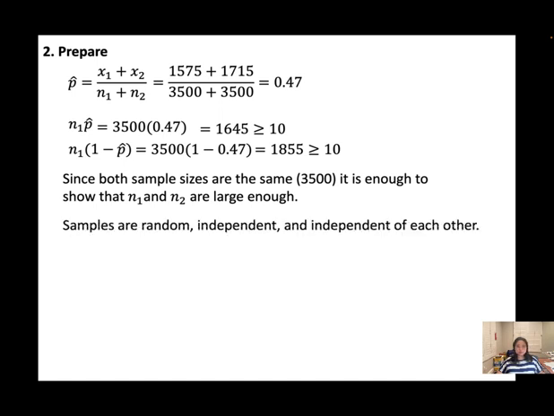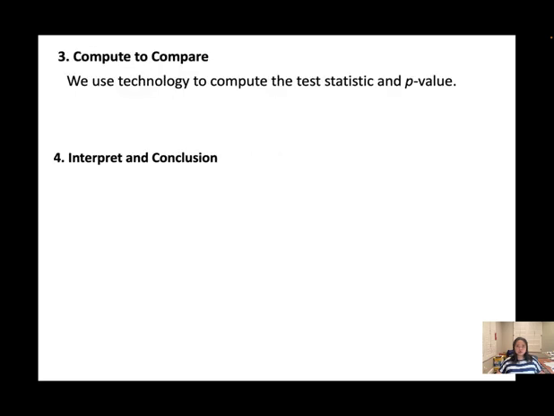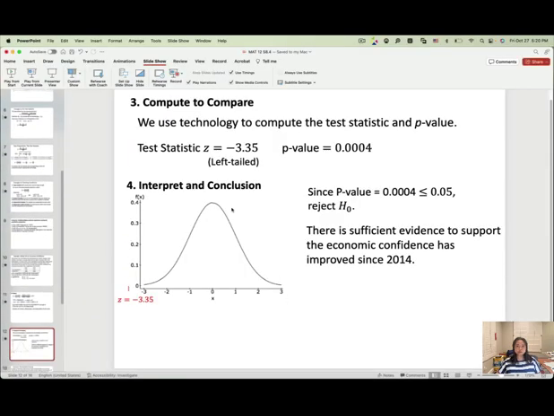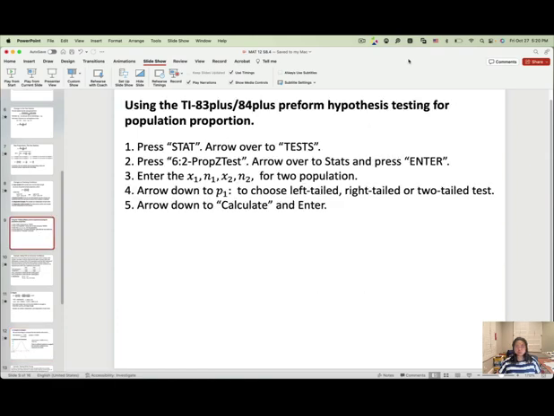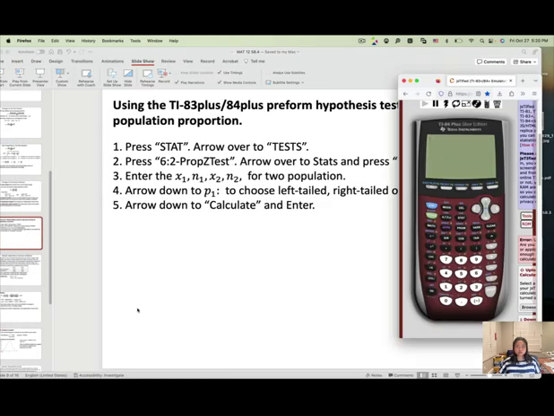And also, samples are random, independent, and independent of each other. Okay, check the conditions. Okay, now you're gonna use your calculator to find the test statistic and p-value. Let's do it together. You're gonna follow this instruction here.